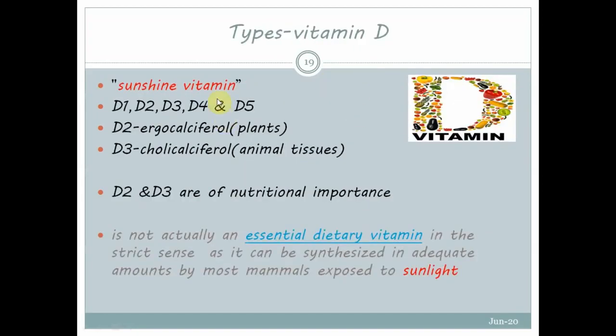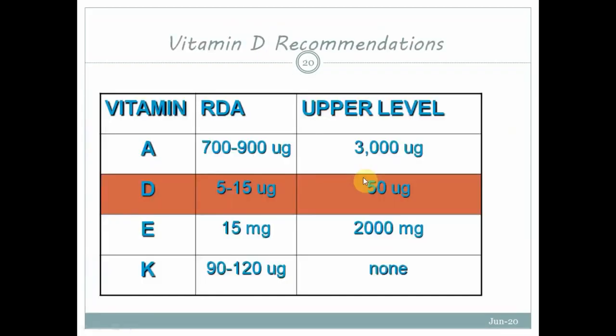Vitamin D, we know, is known as the sunshine vitamin. There are D1 to D5 categories. D2 and D3 are of nutritional importance. These are the required daily allowance and upper level. Only the fat soluble vitamins have an upper level because they get stored, unlike B and C, which are water soluble.